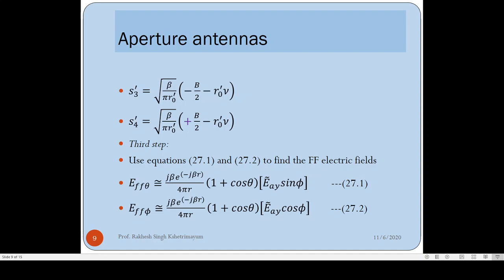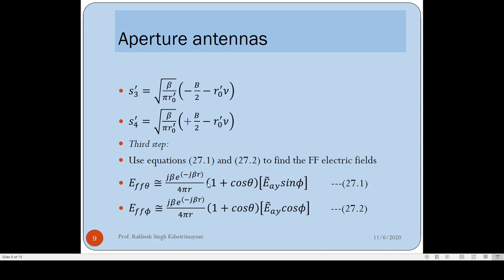Let us go to the third step. What is the third step? We use equations 27.1 and 27.2 to find the far field electric fields. Previously we used 24.1 and 24.2. For the horn antenna we have modified them, and I have called these two equations 27.1 and 27.2. This is the expression for the electric field in the far field, theta component and phi component. They are very similar except for this sin phi and cos phi here. All other terms are similar.